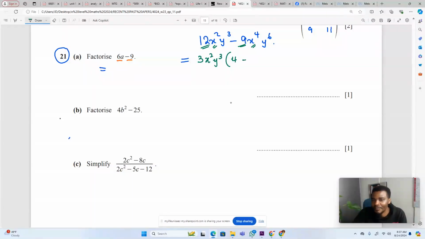Then you go to minus. So 3 into minus 9, we get minus 3. And then x squared into x to the power of 4, we get x squared. Y cubed into y to the power of 6, we get y to the power of 3. So this will be our solution. As you see here, if you want to verify if your answer is correct, try to remove brackets. Try to say 3x squared y cubed times 4, you get this one. If you say 3x squared y cubed times minus 3x squared y cubed, you get this one. So indeed, this is our solution.